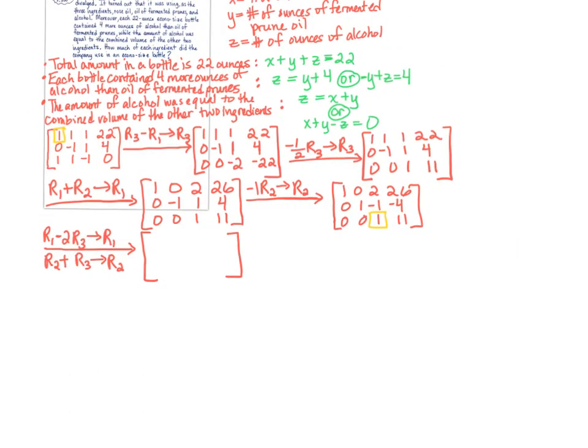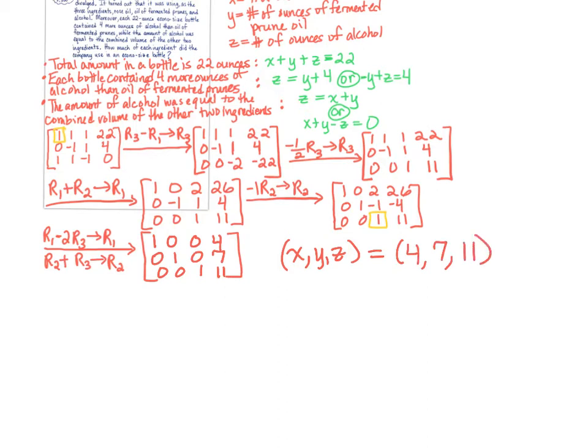What do you get? 1, 0, 0, 4. Okay, and row 2? 0, 1, 0, 7. Good. And then the third row didn't change, so you get 0, 0, 1, 11. Very good. So what does this mean? X, Y, Z equals (4, 7, 11). Very good. And how would you interpret it?